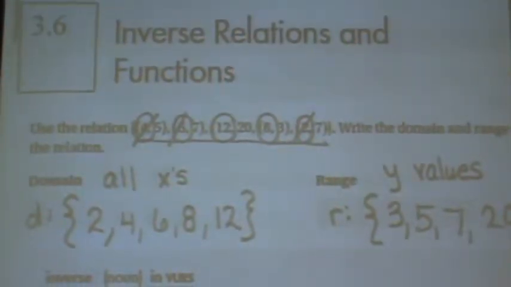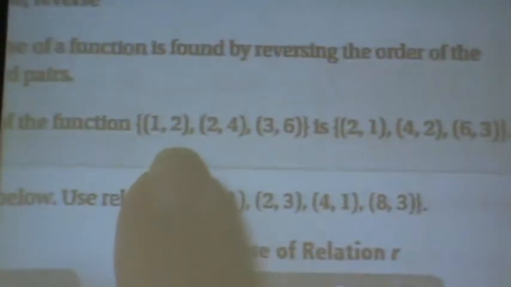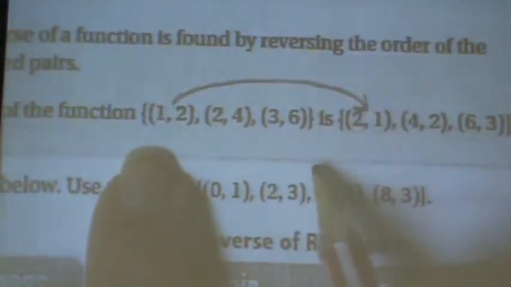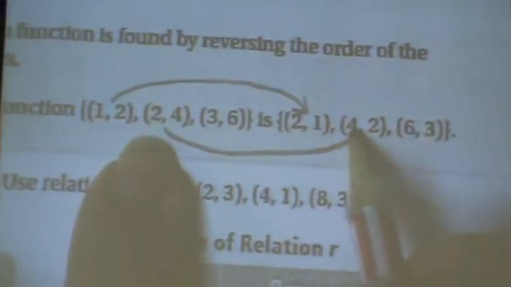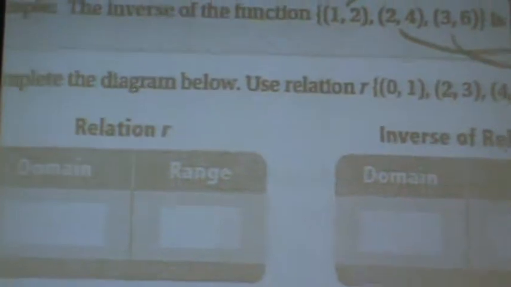So if you look at example 3, here's an example right here. The inverse of the point 1, 2 is 2, 1. The inverse of 2, 4 is 4, 2, and the inverse of 3, 6 is 6, 3. All you do, the inverse means you take the x and the y and you switch their spots. So basically what's happening here is your domain will become your range and your range will become your domain.